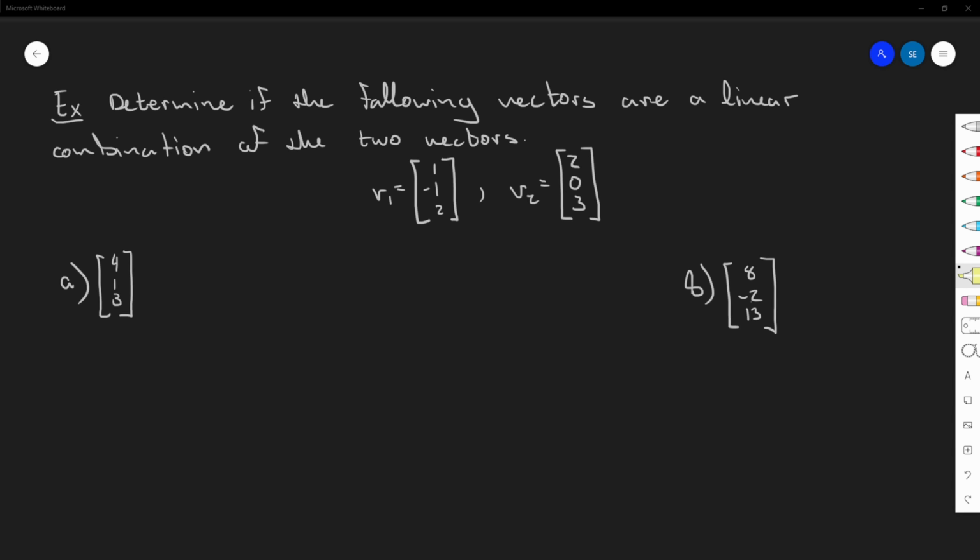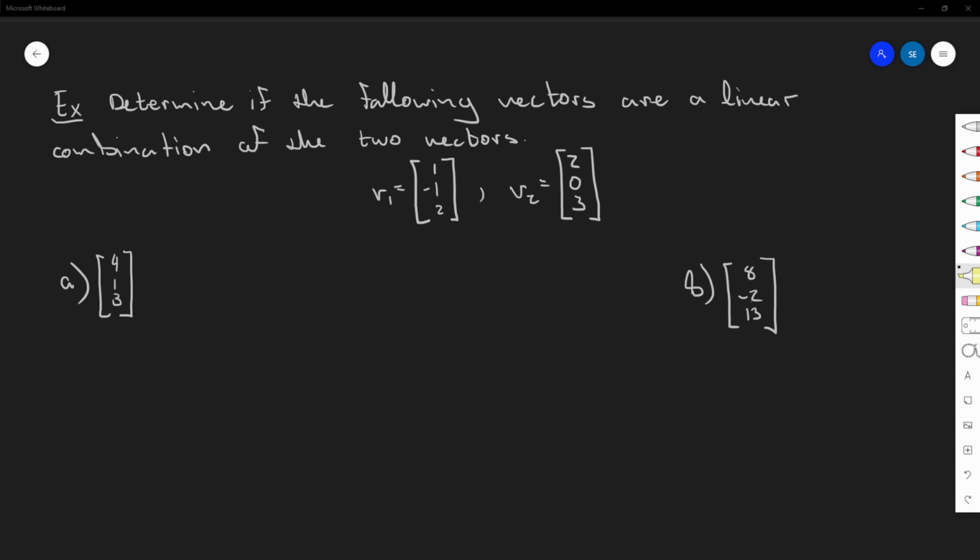I'm back with another video, and in this video we are now going to be transitioning to linear combinations and figuring out if a vector is a linear combination of another vector or two or three. There could be an infinite number of vectors, but in this example that's where we're going to find out how we're going to do it.